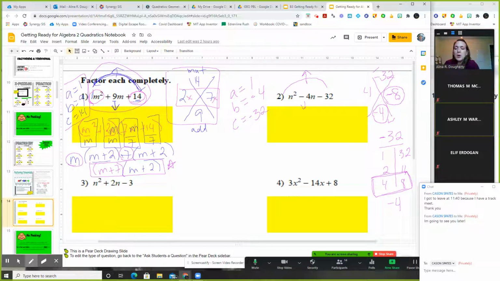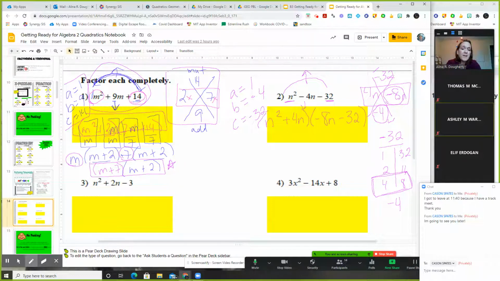Now it's time to put it all back together. So the beginning goes at the beginning, the end goes at the end, and the middles go in the middle. So n squared is the beginning, plus 4n is the middle, minus 8n is the middle, and then minus 32 is the end, right? You just have to remember to add your variables.